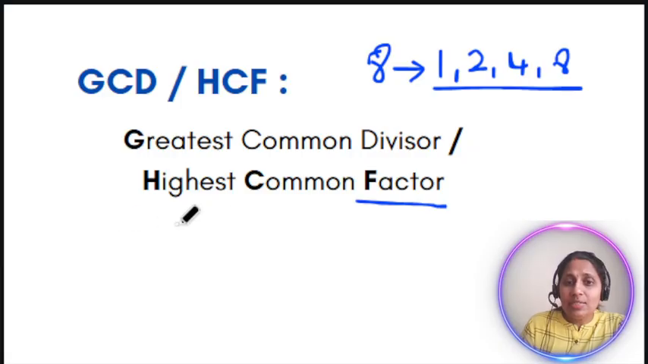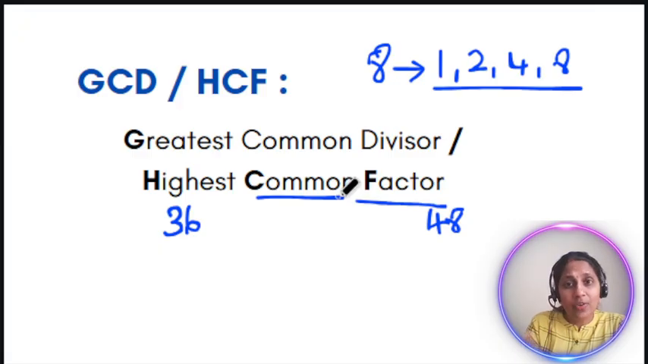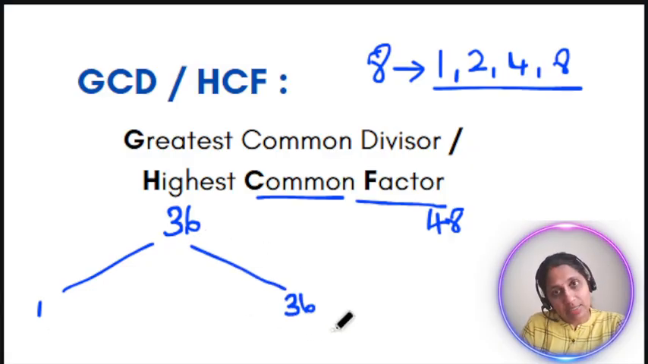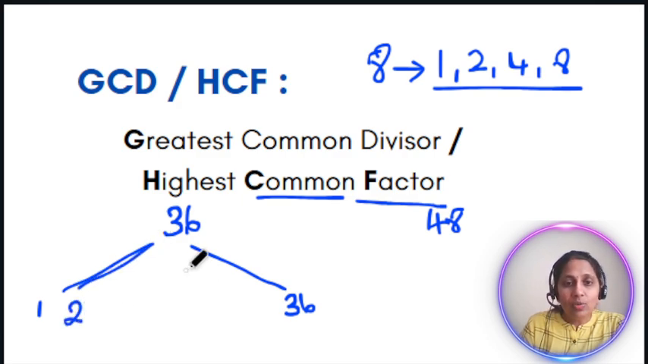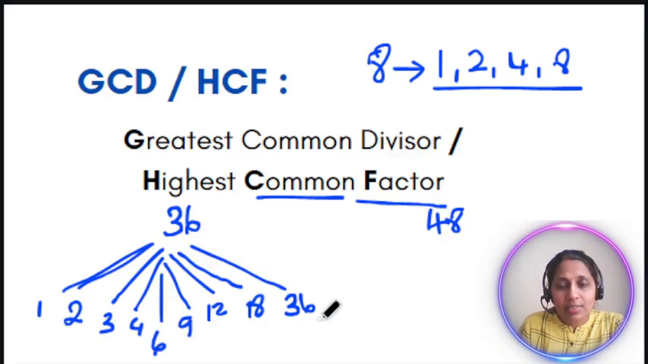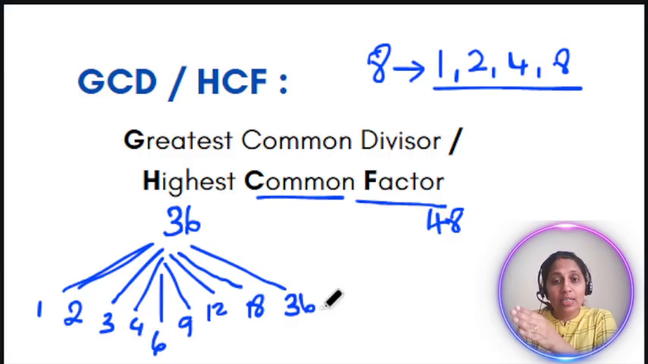Okay. So now let's take two numbers, 36 and 48. The word common usually comes only when we find the factors between two numbers like 36 and 48. So let's list down all the factors of 36. 1 times 36 gives you 36. So 1 is a factor, 36 is a factor. And similarly 2 times 18, 3 times 12, 4 times 9 and finally 6 times 6. So all these numbers 1, 2, 3, 4, 6, 9, 12, 18, 36 are factors of 36.